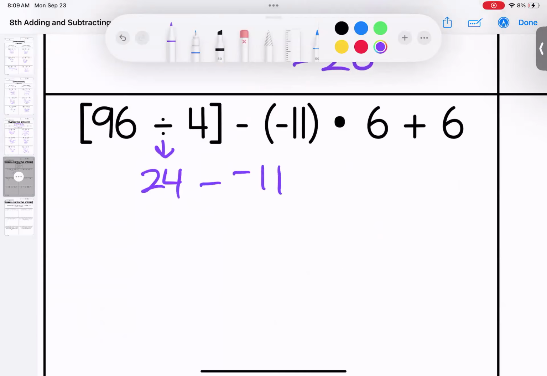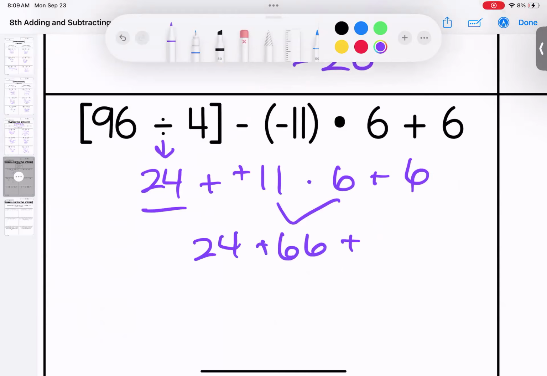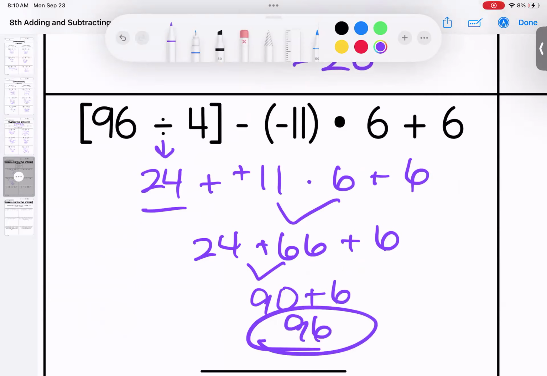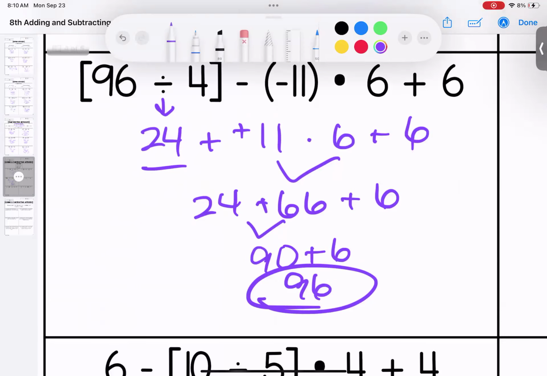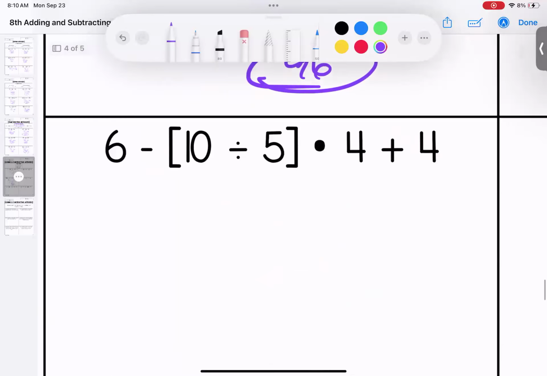I'm going to bring everything down. I'm going to come through and do my keep, change, change. And then I have 11 times 6 is 66, bringing everything down. 24 plus 66 is 90, plus 6 more is 96. Remember, you can pause this at any time if you need more time to look at the computation.